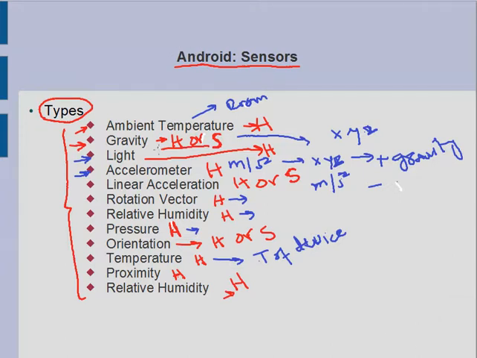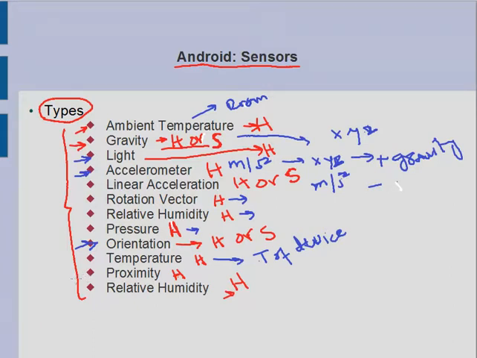So the orientation is actually the degree of rotation with respect to all the three axes, x, y, and z. This is the orientation. This temperature we have already discussed. This is the temperature of the device, and ambient is temperature of the room.